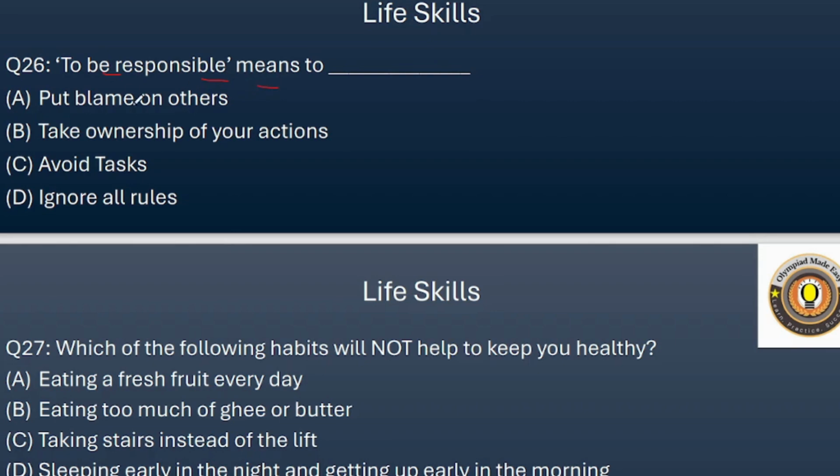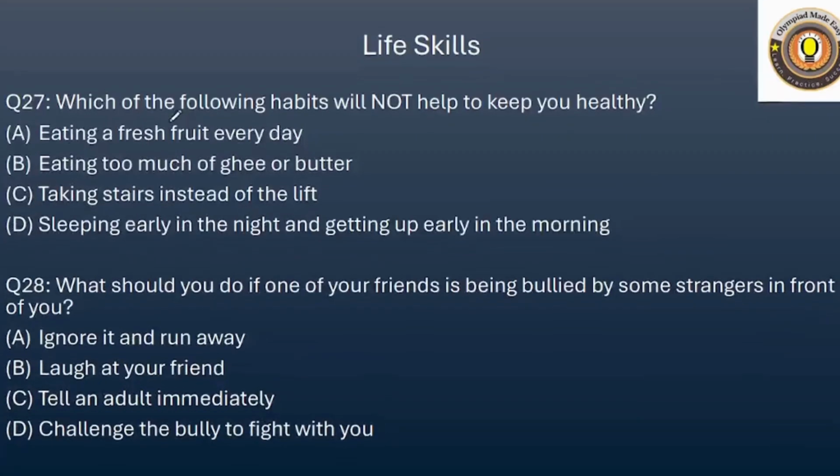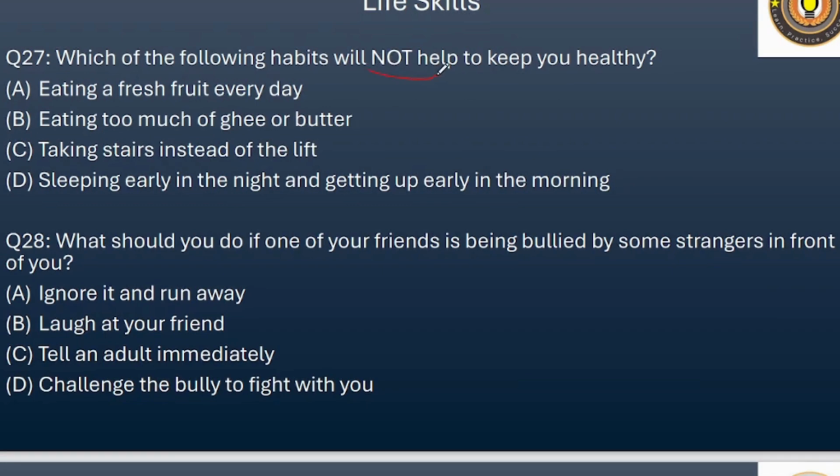To be responsible means put blame on others? No. Take ownership of your actions. Yes. So to be responsible, take ownership of your actions. Which of the following habits will not help to keep you healthy? Eating a fresh fruit every day, it will help. Eating too much ghee or butter, no, it will not help. So this is your answer. Taking stairs instead of the lift, yes, it will help to keep you healthy. Sleeping early at night and getting up early in the morning, of course, this will also help. So which will not help? Eating too much ghee or butter.